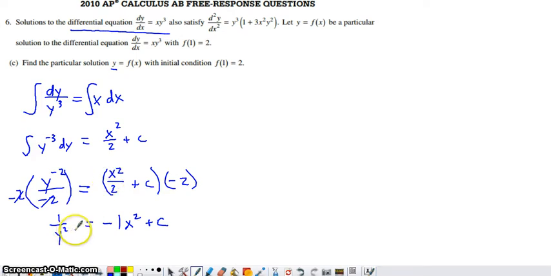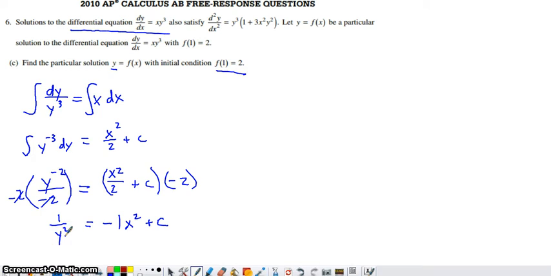Now we can go ahead and do one of two things. You're going to eventually have to use this condition, the fact that when x is 1, y is 2, to figure out what c is. This doesn't seem like a very difficult equation to attempt to solve for c.